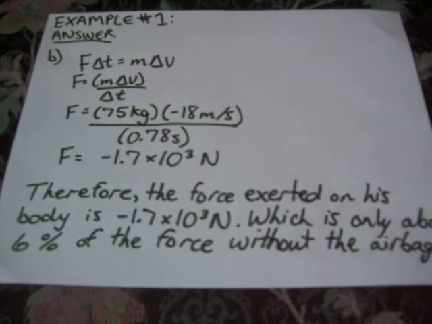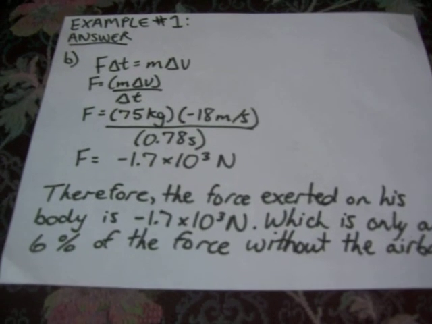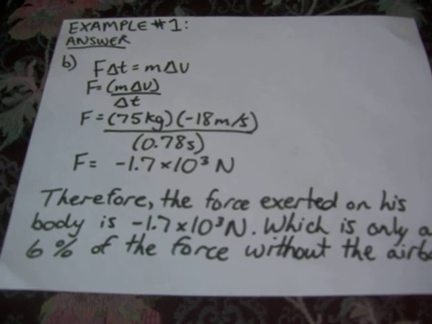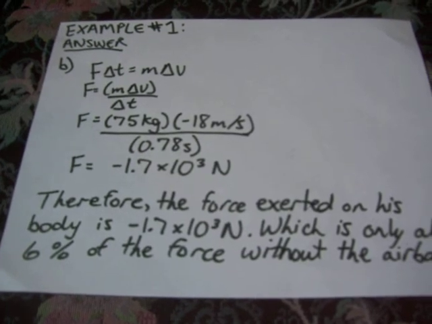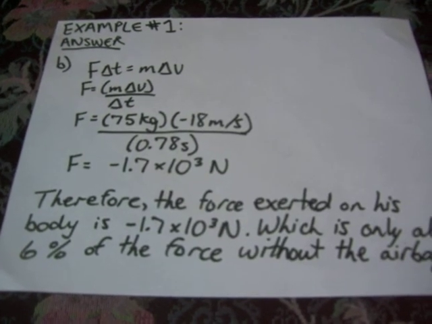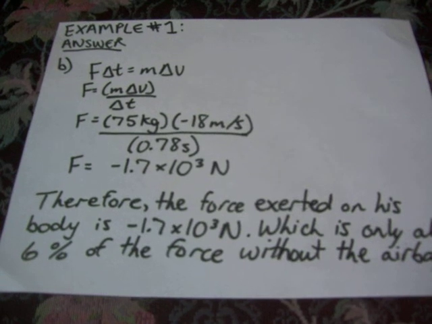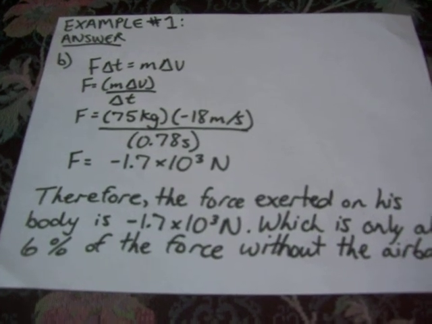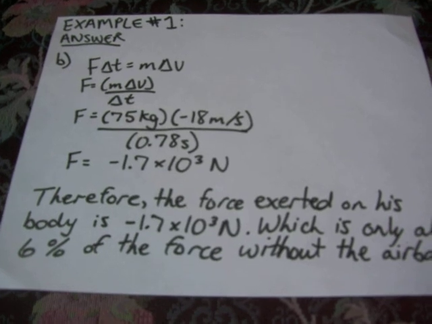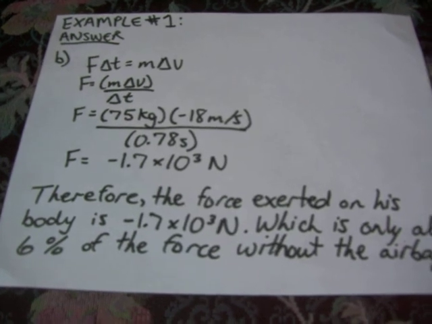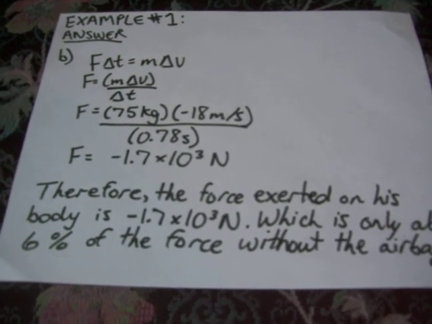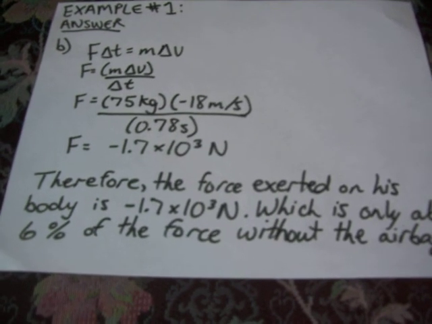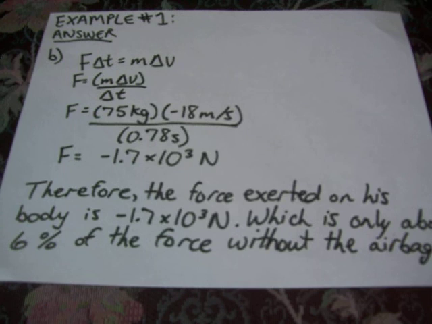For B, force times change in time is equal to mass times change in velocity. This is the same calculation, but instead of using 0.05 seconds, 0.78 seconds is subbed in, which calculates a force exerted on his body to be negative 1.7 times 10 to the power of 3 newtons. This is only about 6% of the force without the airbag. This is a big difference, which is enough to maybe save somebody's life.